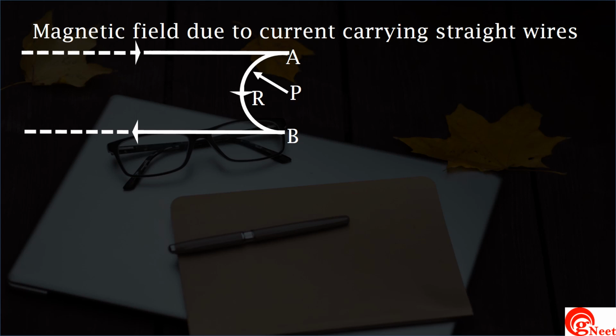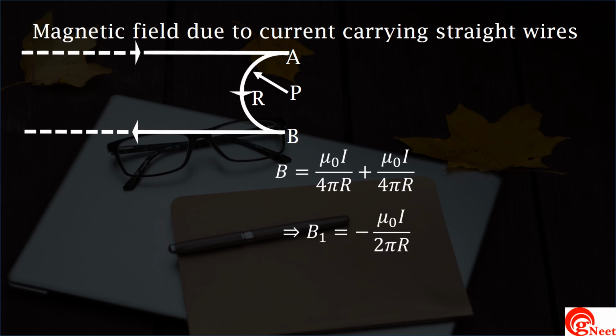The direction of the magnetic field produced by both conductors is the same and pointed into the page, which can be found out using the right-hand thumb rule. Therefore, we can algebraically add them up. Upon adding them, we obtain the magnetic field at point P due to the long conductors as B is equal to mu0 I upon 4 pi r plus mu0 I upon 4 pi r. On simplification, we get B1 is equal to minus mu0 I upon 2 pi r.